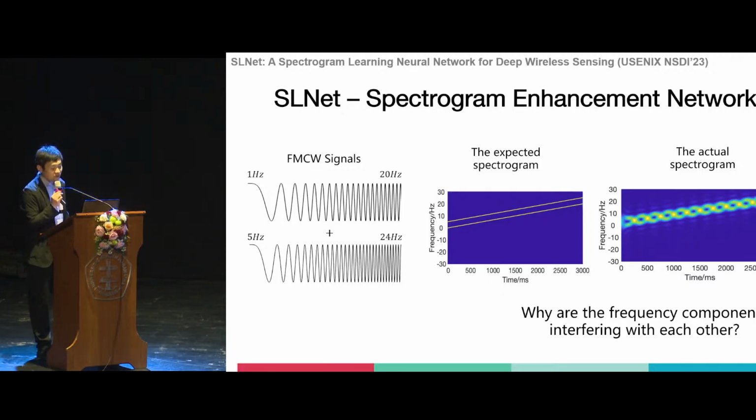But when we add these two signals together and plot the spectrum, we get a very messy picture on the right. Many components stick together and become hard to separate. This shows that in real conditions, different frequency components interfere with each other and severely blur the spectrogram.